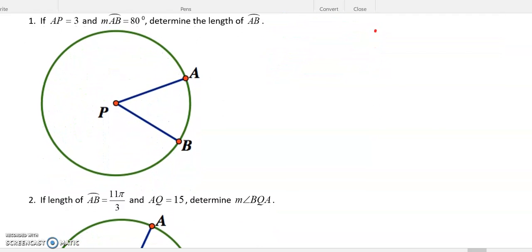So let's jump into two examples. The first one a bit more straightforward, and the second one a little more algebra centered. For this one, we know that the radius of our circle is 3, and the measure of arc AB in degrees is 80. So what we know is that pi times diameter times x over 360 is going to equal my arc length.